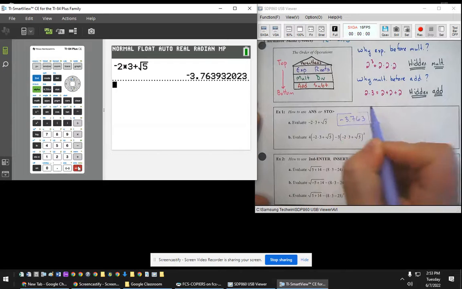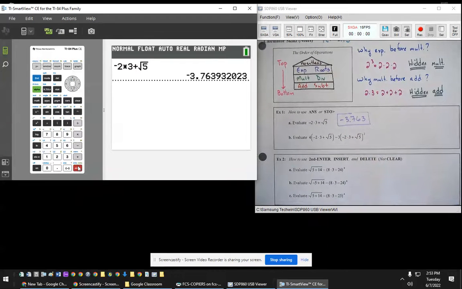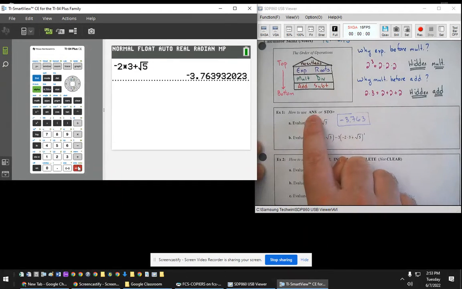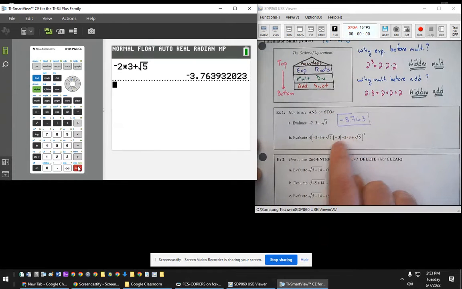Now, your goal on these is not just to get the right answer, it's to use the trick that we're doing and get the right answer. So I don't want you to just retype this. Our goal here is to use either the answer button or the store button to get the correct solution. So in other words, the point of this example is if you see this chunk gets put in there and it gets put in there.